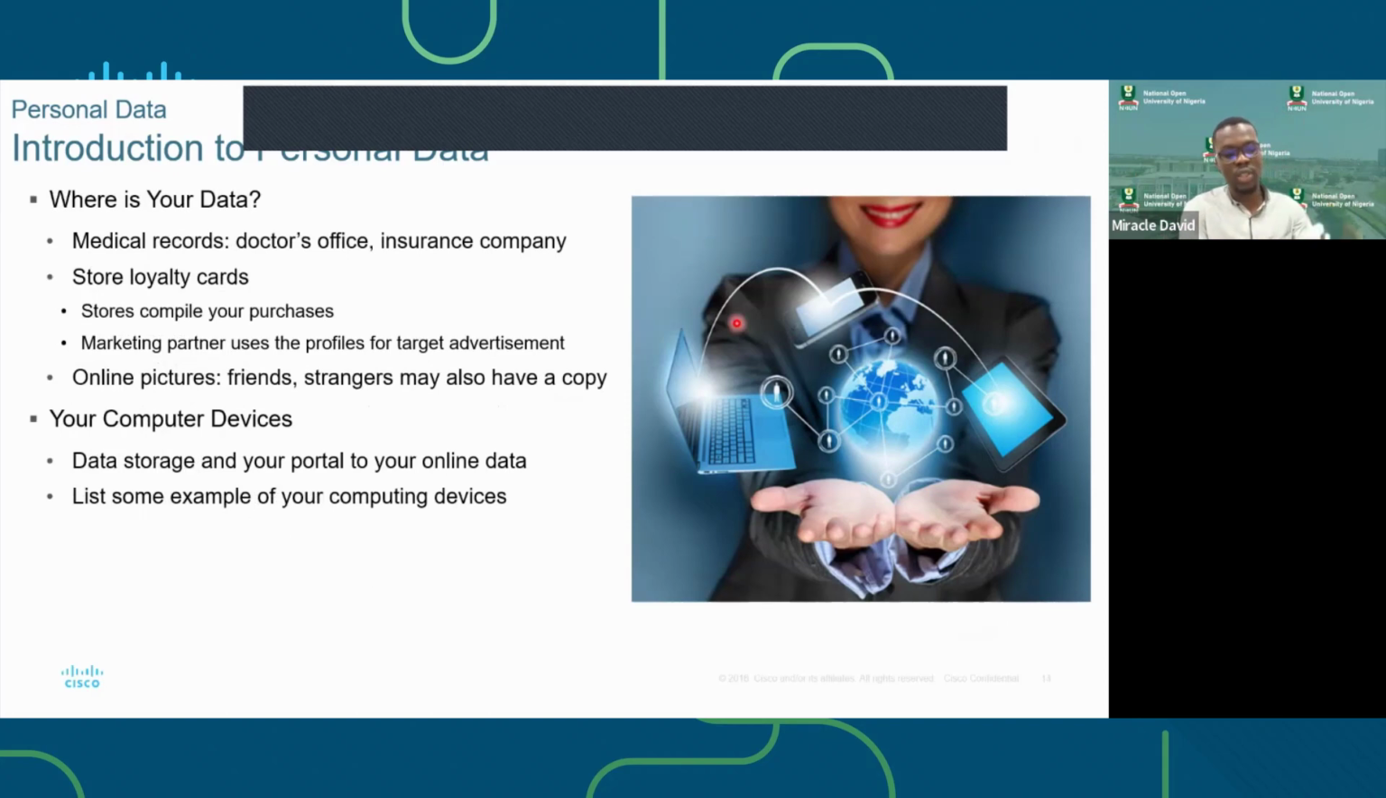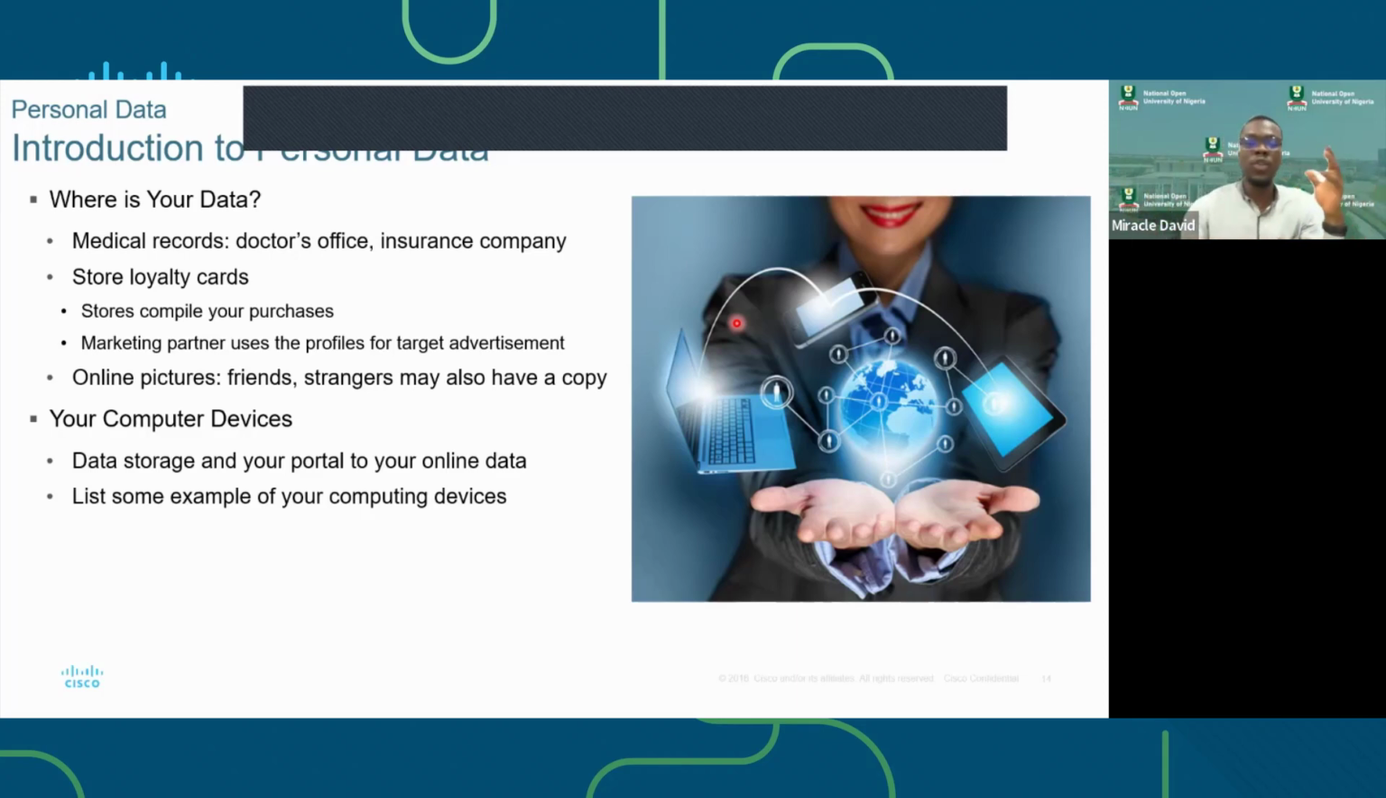Of course, I talked about this. Where is your data? Your data is in your medical records, your doctor's office, your insurance company, and all of that. Your online pictures are your data. Marketing partners use profiles to target advertisements. I just talked about that. Your devices, your computer, your phone, your mobile devices, your laptops, your tablets, and all of that, those are the data stores or storage for you.